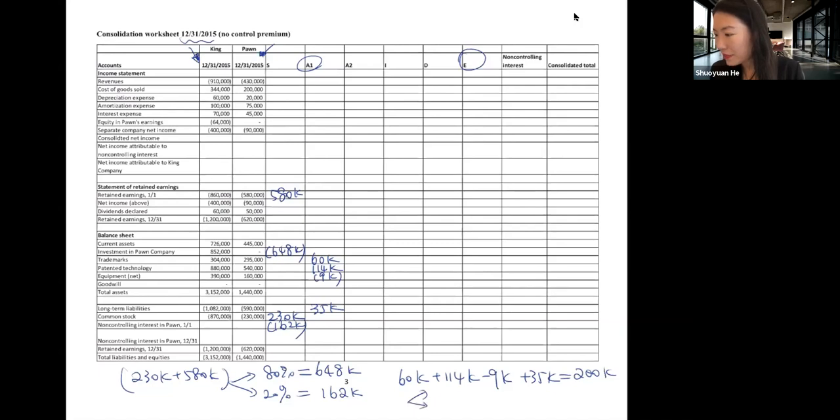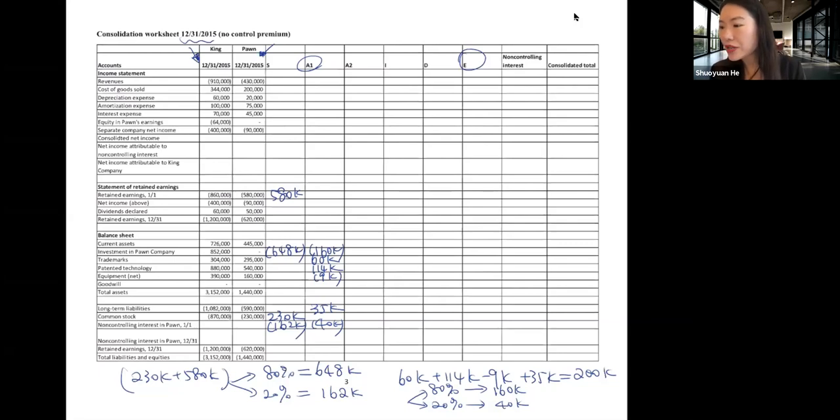It is divided between controlling and non-controlling interest. So controlling interest gets 80% of it, which is 160,000. Non-controlling interest gets 20% of it, which is 40,000. So we decrease the investment account by 160,000. And then the other 40,000 goes into non-controlling interest. This is consolidation entry A1.